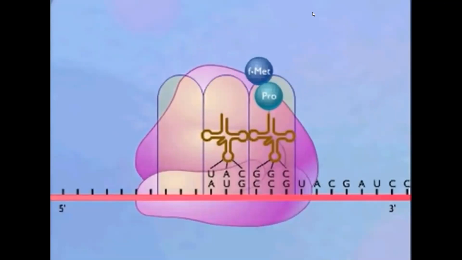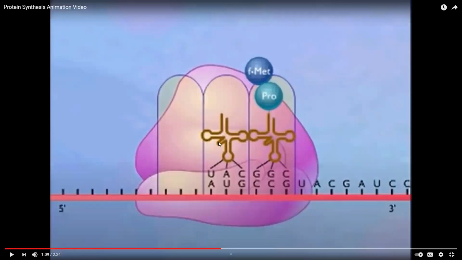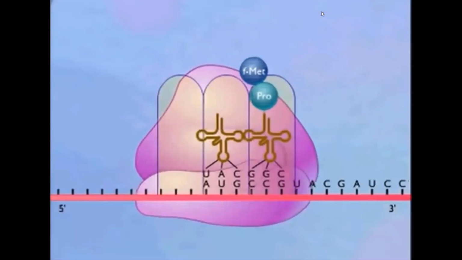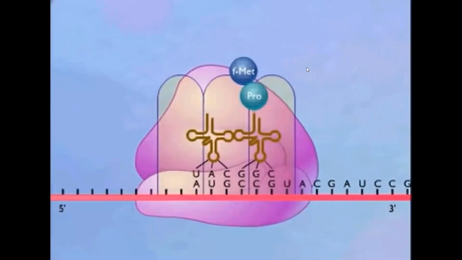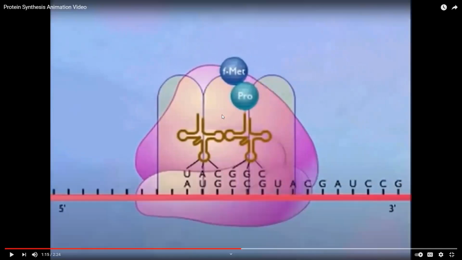Now this tRNA at the P site will be removed. The ribosome now advances a distance of 1 codon, and this process is catalyzed by the rRNA.